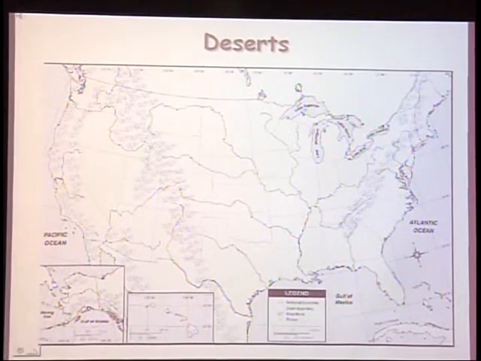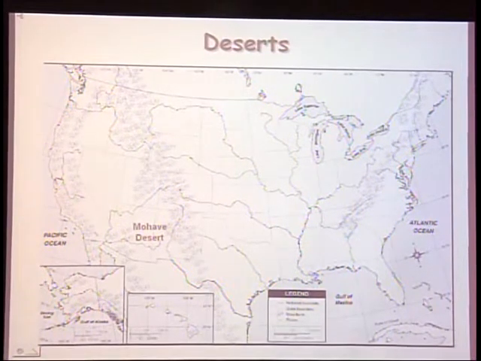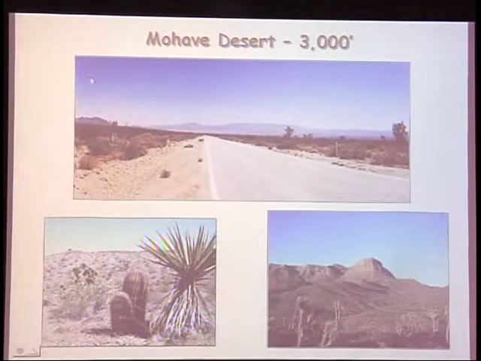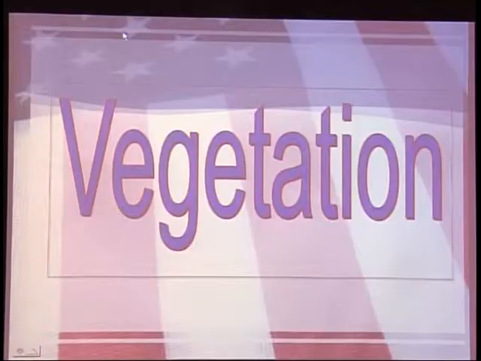Okay. Major deserts in the United States. You have the Mojave Desert. And here's an example of the Mojave Desert. Very flat, very dry, not much vegetation, and not many people are going to inhabit this area.